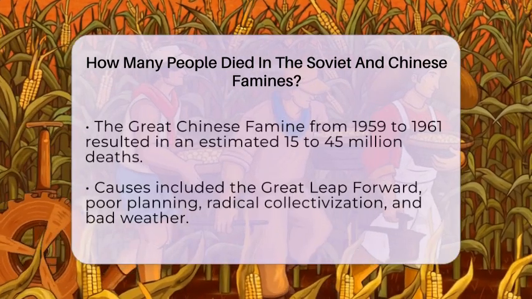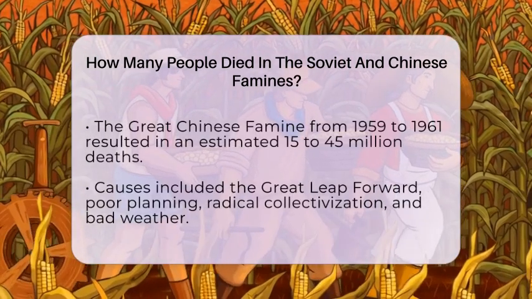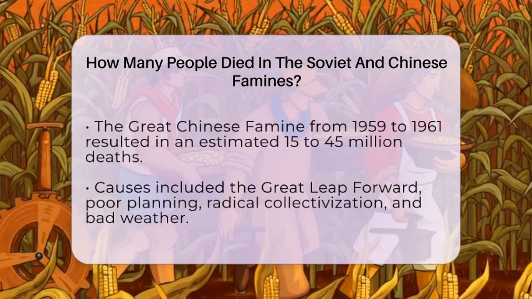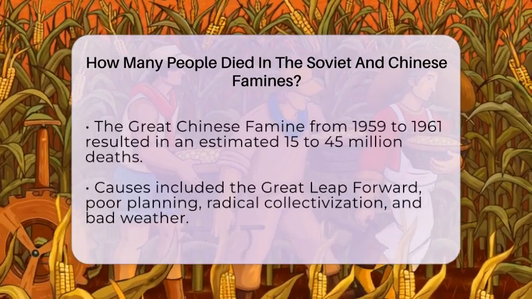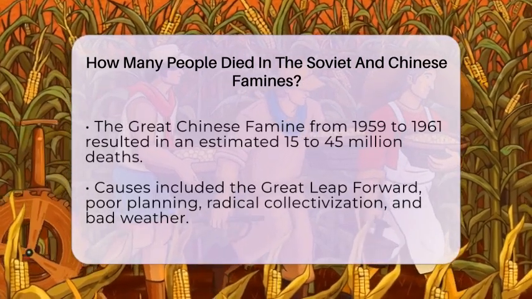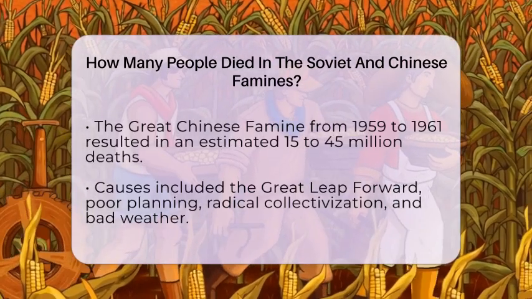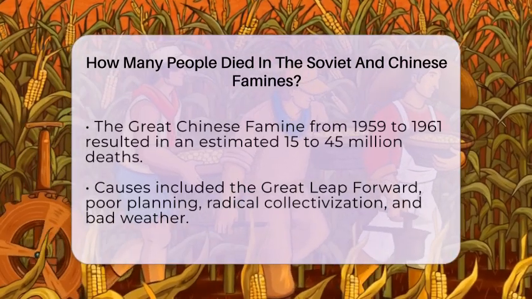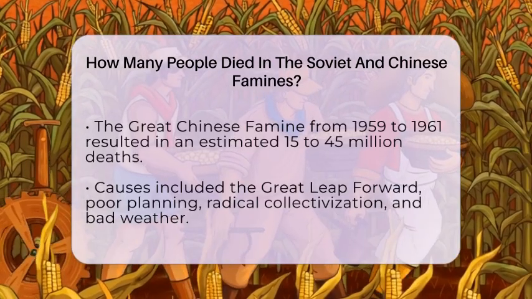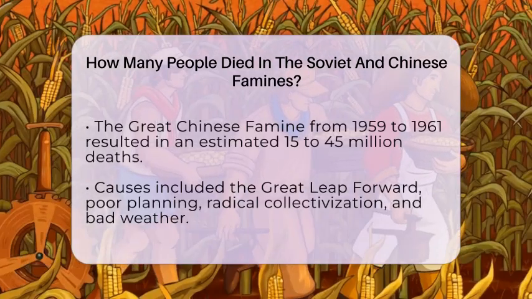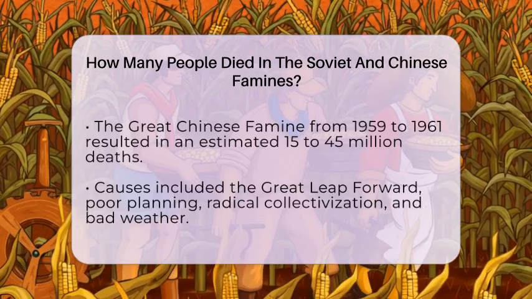Poor planning, radical collectivization, bad weather, and political decisions that hid food shortages all played a part. The government suppressed reports of hunger and prevented effective relief efforts, which made the situation worse. The impact was enormous, with millions dying from starvation and diseases caused by malnutrition.